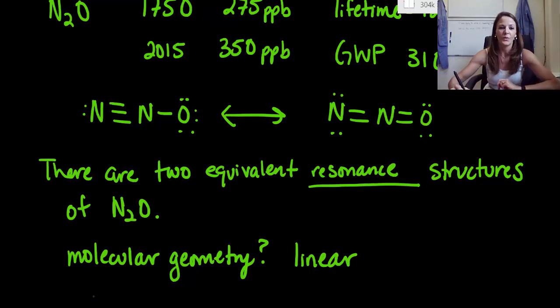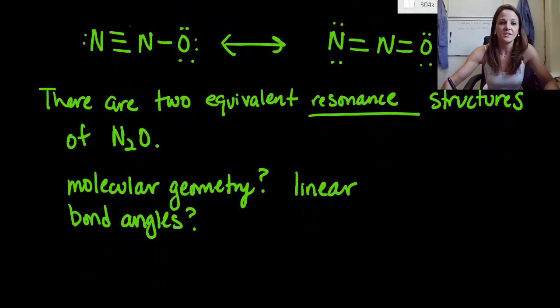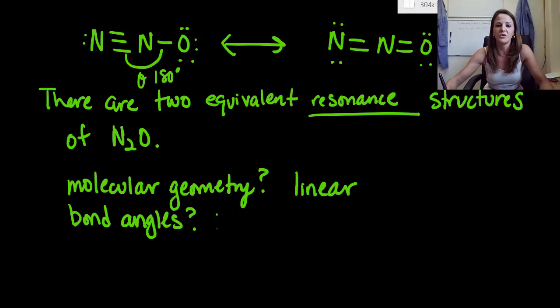Next question. What are the bond angles? Go. Did you get an answer? Hopefully you did, and all you had to do was look up here at the structure and determine the angle right here, and that angle is definitely 180 degrees. Anytime you have a linear molecule like that, we are definitely going to have bond angles of 180 degrees.